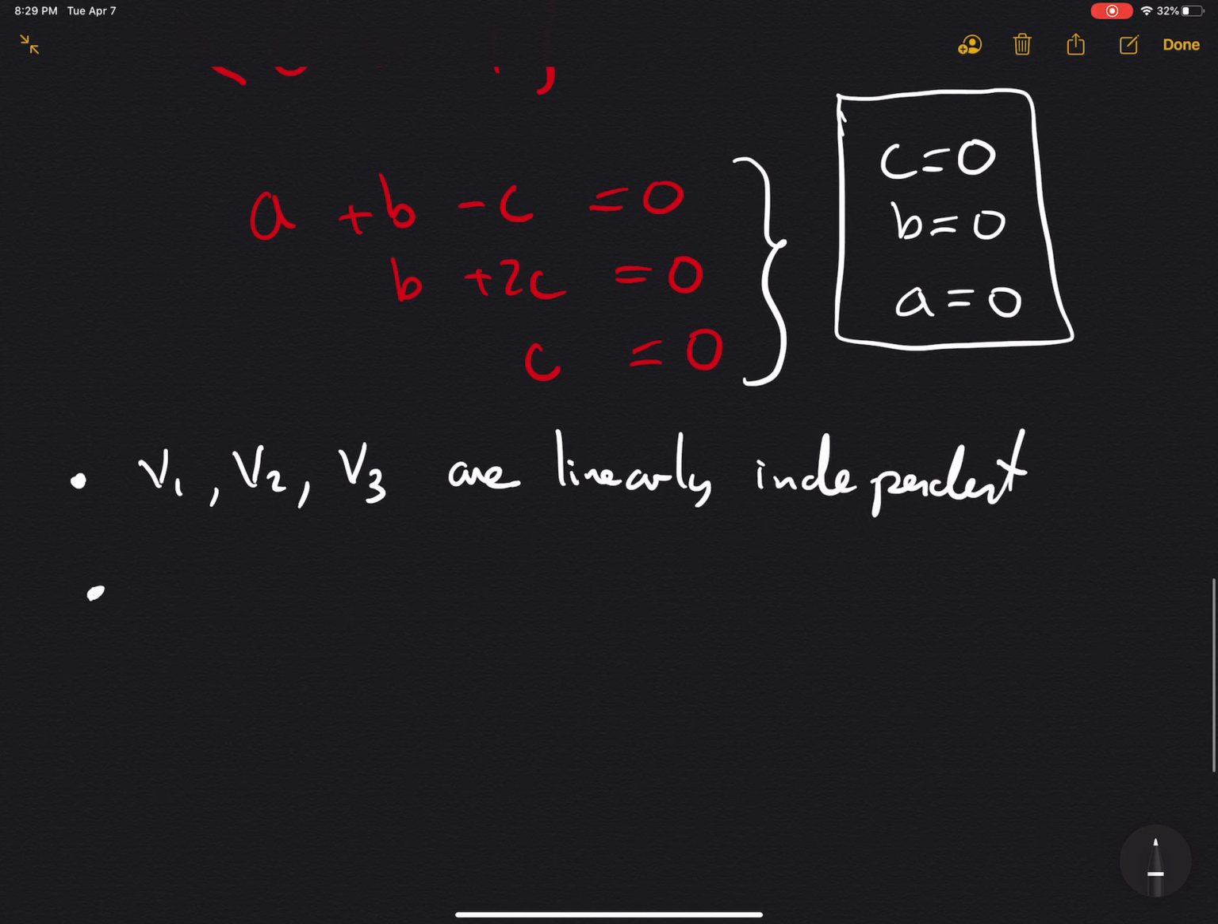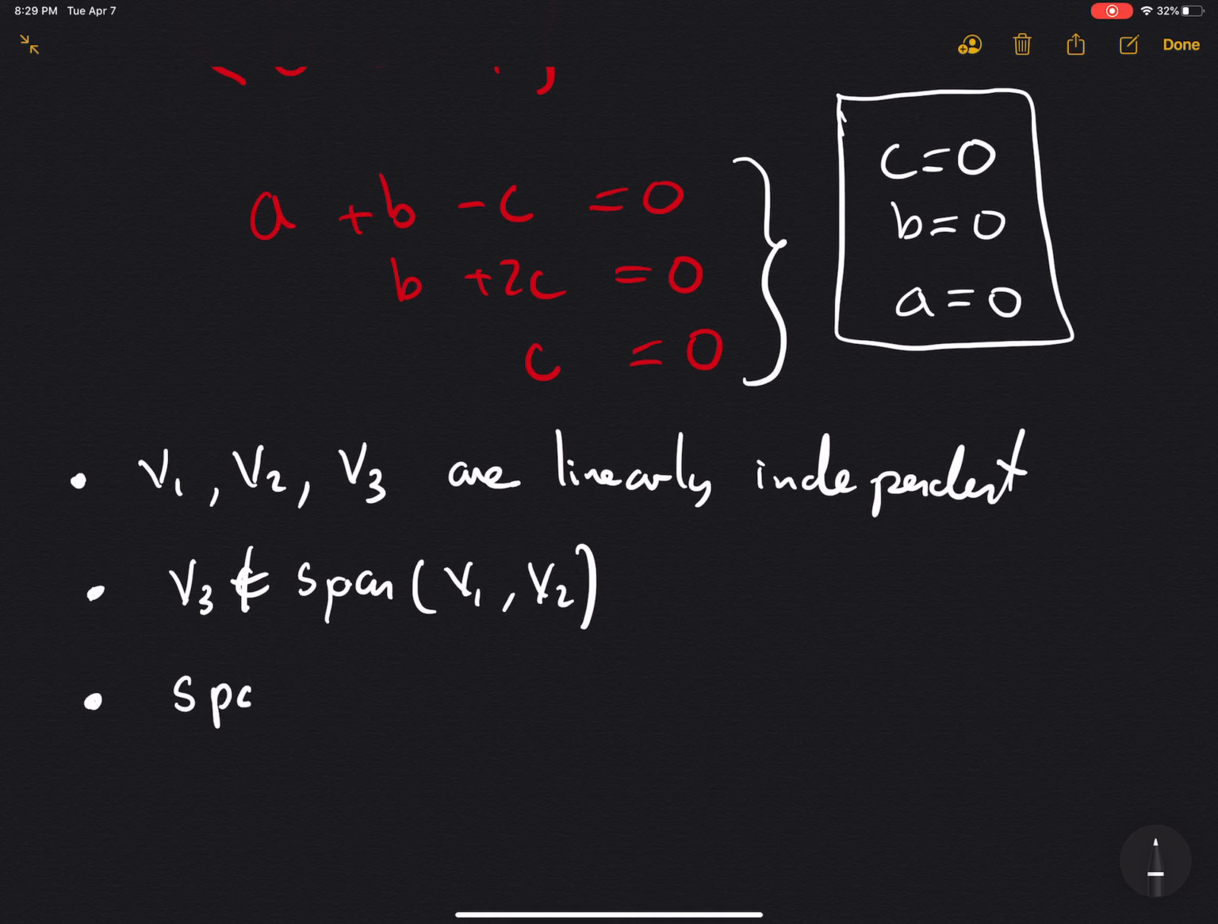I can also say that V3, for example, is not in the span of V1 and V2. That's equivalent. And another way that I want to write this down is that the span of V1, V2, and V3 is actually all of R3. Any of those answers are equivalent. All those three answers are equivalent to each other. That means that they really mean the same thing. And really what we had to do was just solve that original vector equation.